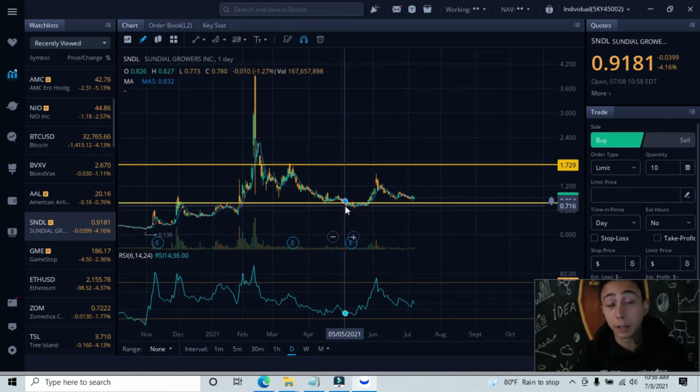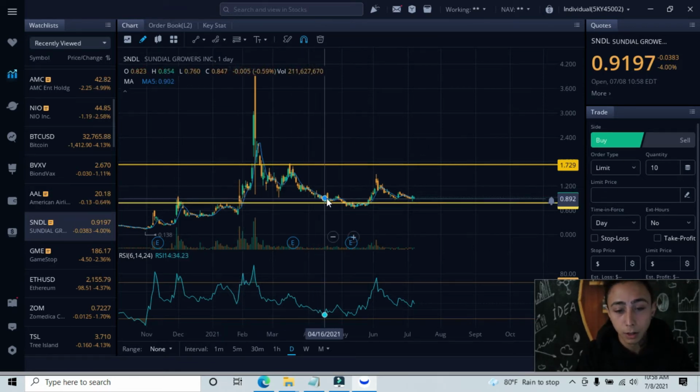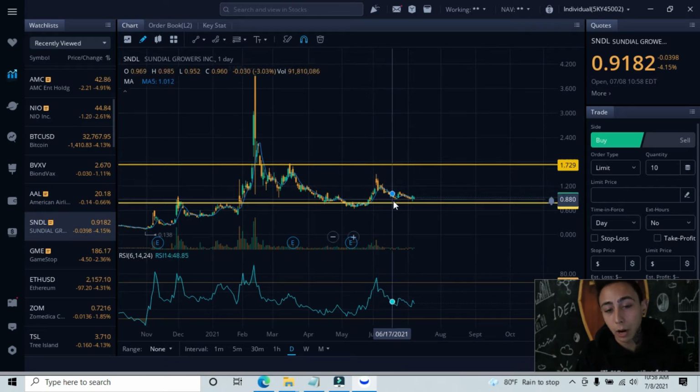We can see that by looking left, like Beyonce says. You can see over here, we tested this area multiple times back here, and then what used to work as resistance will work as support. So you can see we bounced from this area, and over here. Now you can see we created this higher low, this higher high, I'm sorry, and then we started this downward trend, creating these higher lows, and this other one, a higher low.